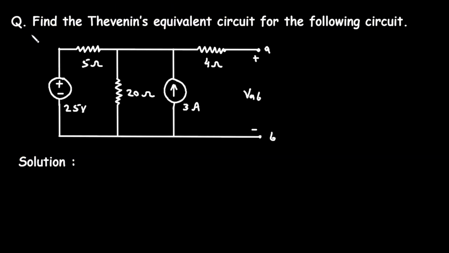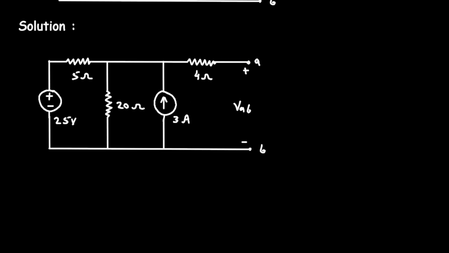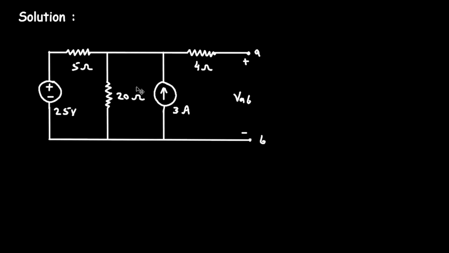Question: find the Thevenin's equivalent circuit for the following circuit. Here for this circuit we have to find its Thevenin equivalent circuit. Solution. Here the value of load resistor RL is absent. So we have to find the value of RTH. So step number 1 is to find RTH.